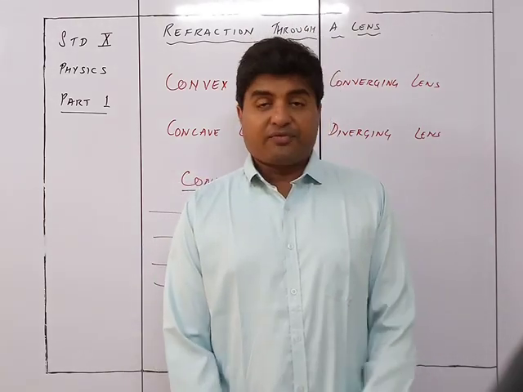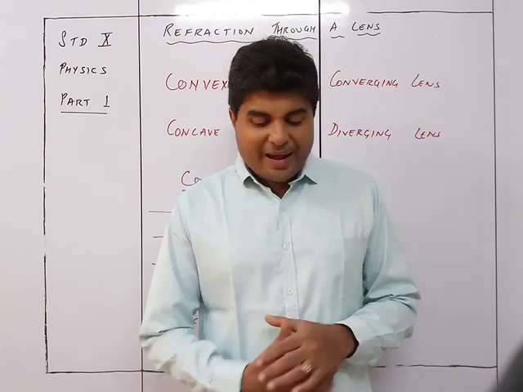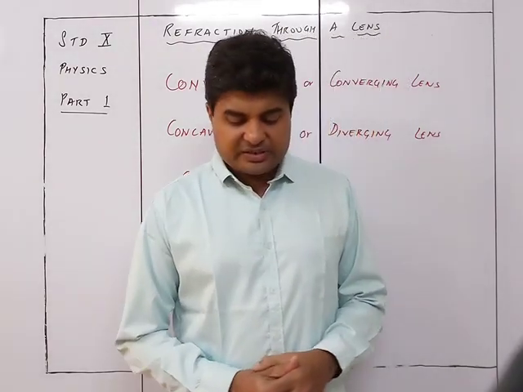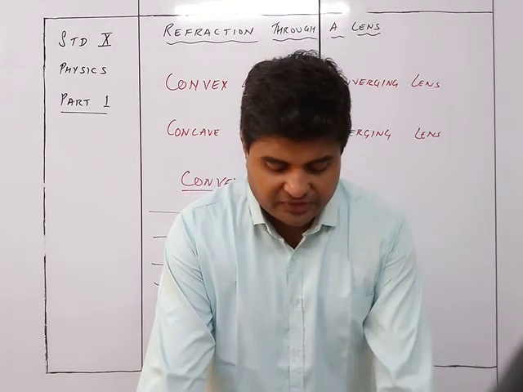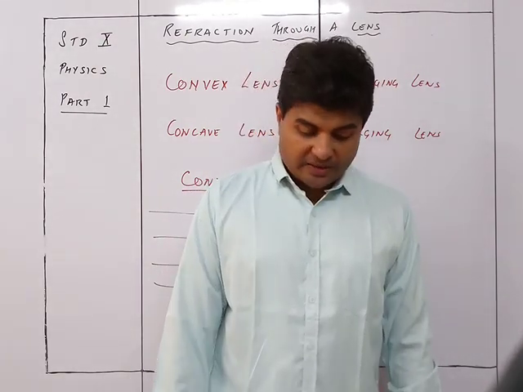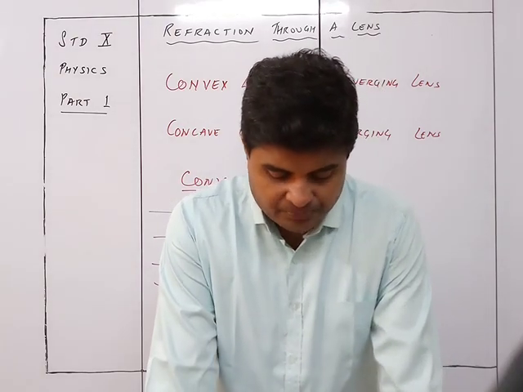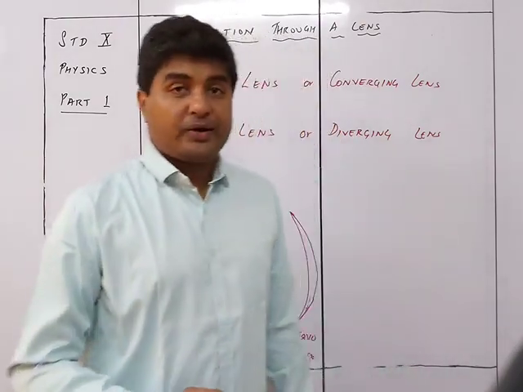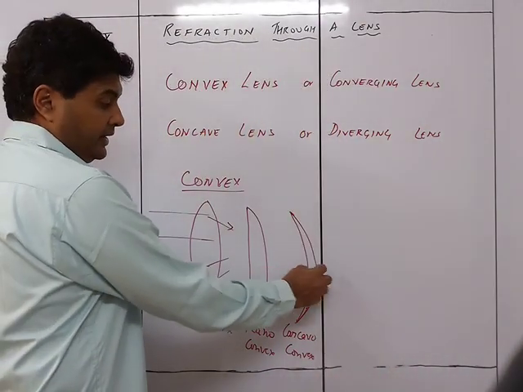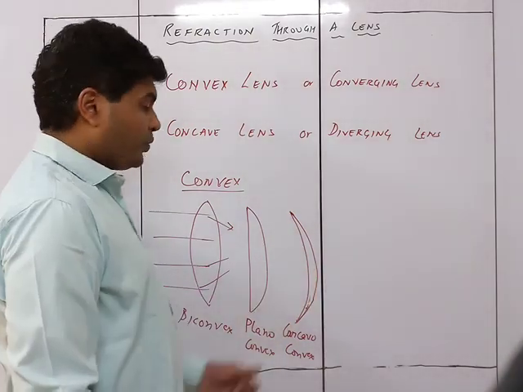The shape of different kinds of convex lenses are shown in the figure over here. A biconvex lens has both its surfaces convex. A plano convex has one surface plane and the other surface convex, while the concavo convex has one surface convex and the other surface concave, such that it is thicker in the middle as compared to its periphery. So here you can see, it is thicker in the middle compared to its periphery.